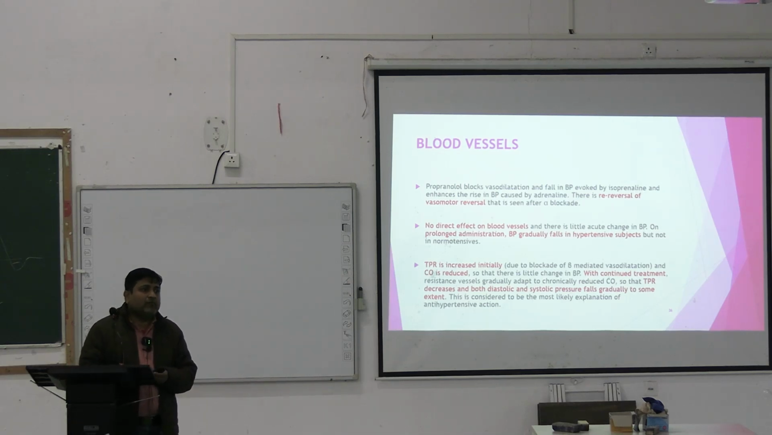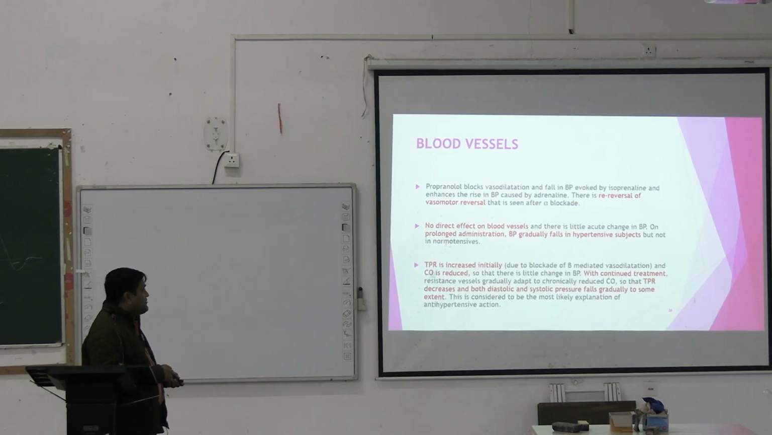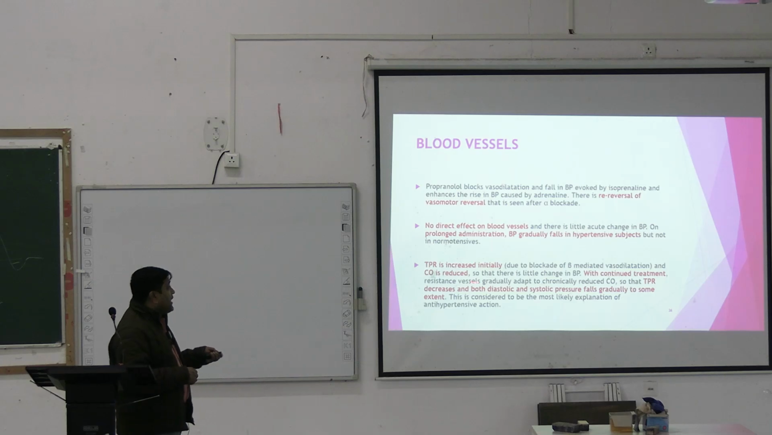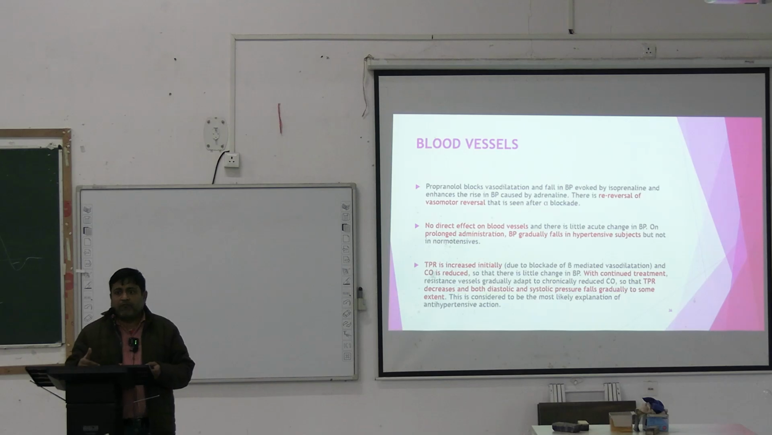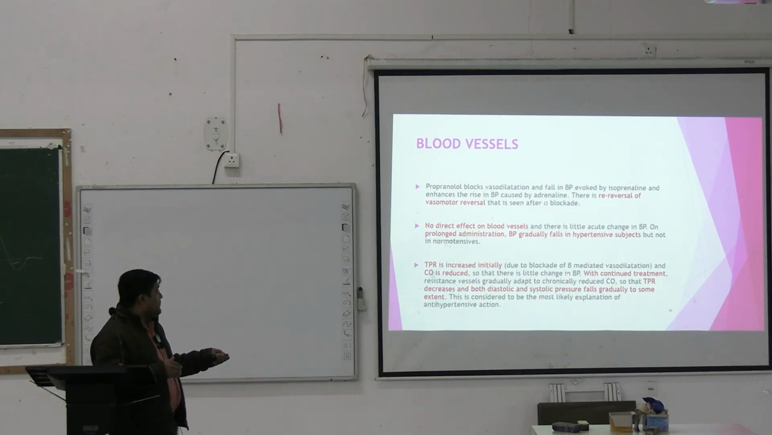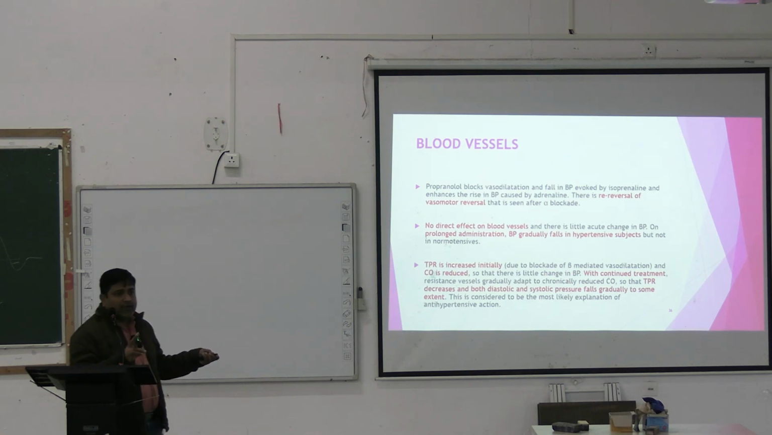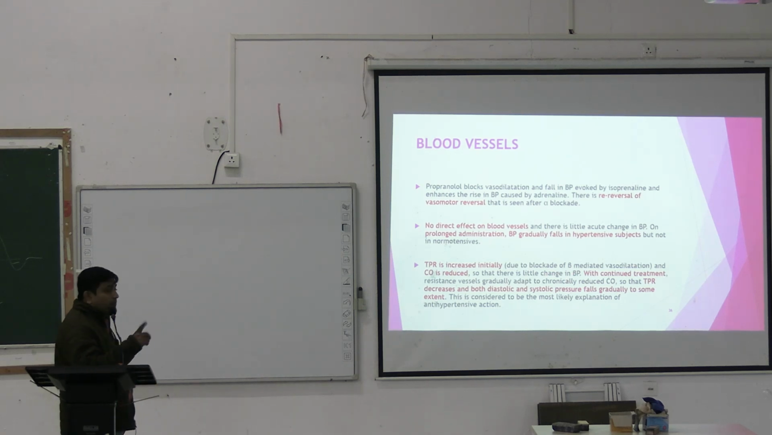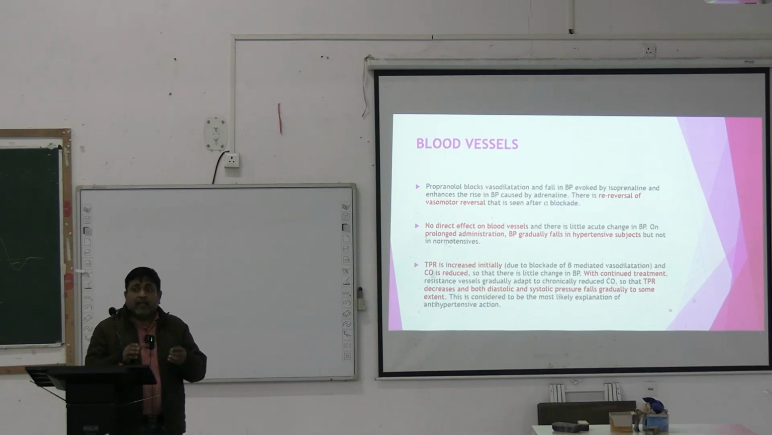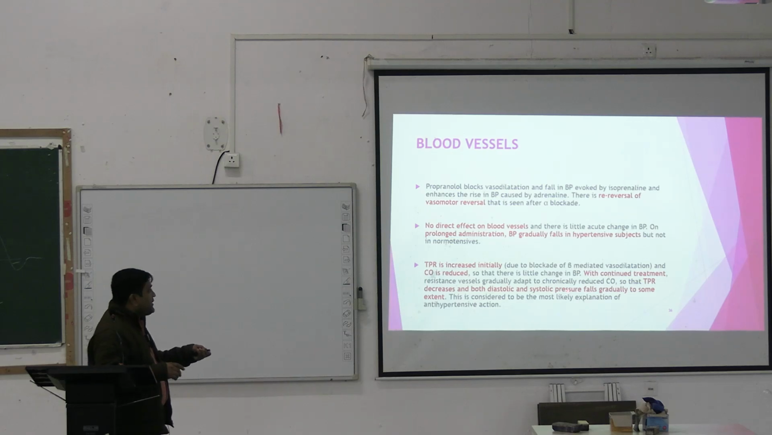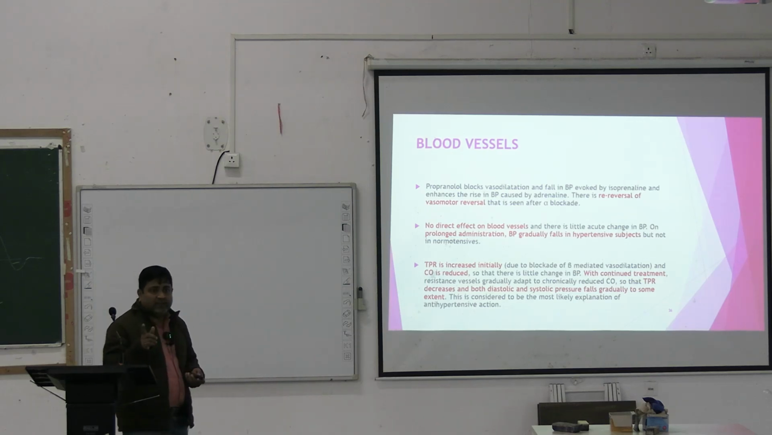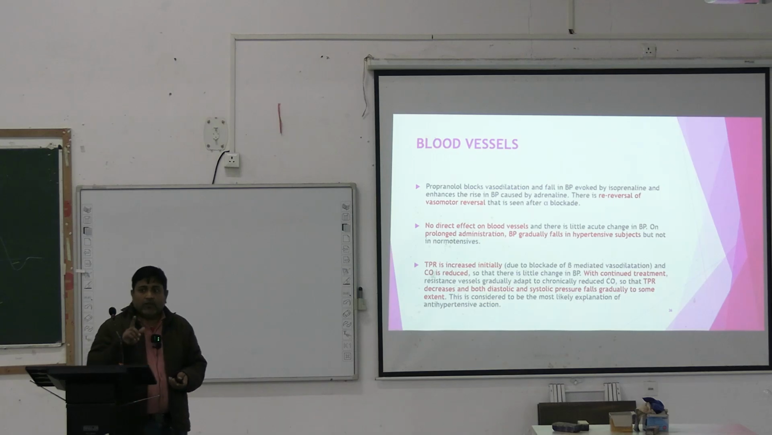Vasodilatation. Now I am blocking beta 2, so there will be vasoconstriction. Vasoconstriction means total peripheral resistance is increased and cardiac output is reduced. Cardiac output reduced means systolic blood pressure falls. Total peripheral resistance increased means diastolic blood pressure will rise. So basically there is little change in blood pressure, as the two antagonize each other. With continued treatment, total peripheral resistance again tends back to normal because of hemodynamic adjustment. So both systolic and diastolic blood pressure fall gradually to some extent, and there is a fall in blood pressure with chronic use of beta blockers.